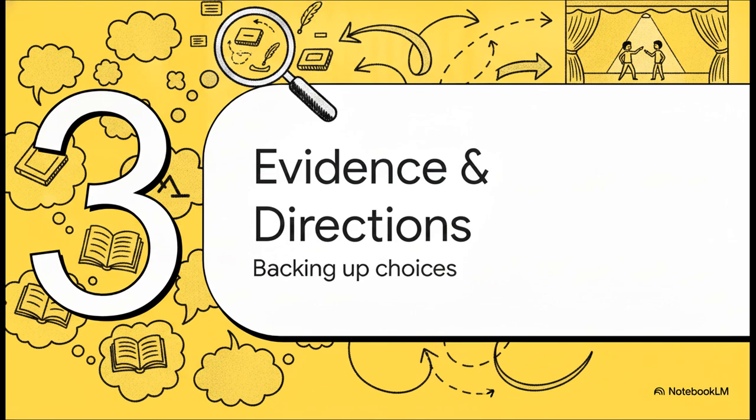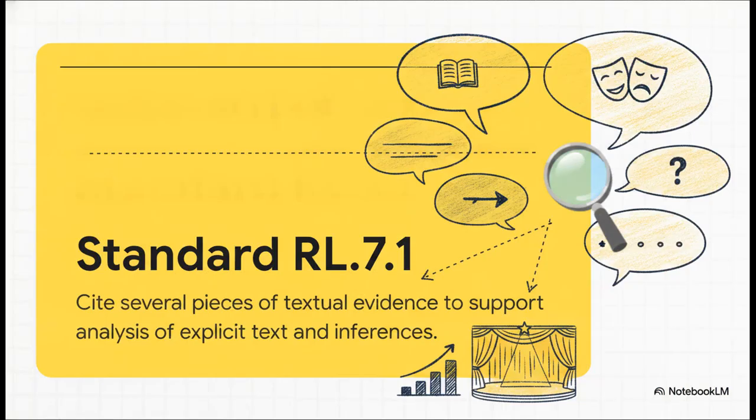Evidence-based stage directions. Listen, it's not enough to just have a gut feeling about a character. A real director has to prove their choices using hard evidence from the script to get the actors on board. Notice the specific wording of Standard RL 7.1. It explicitly says you must cite several pieces of textual evidence to support both what the text says explicitly and the inferences you draw from it.